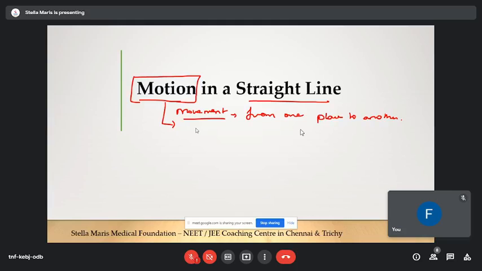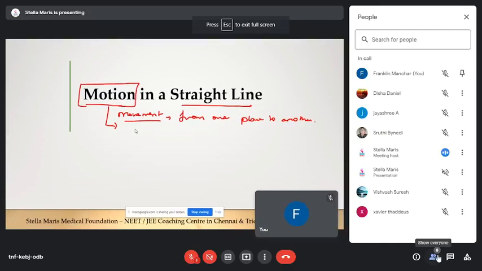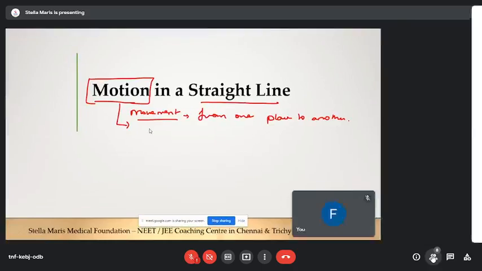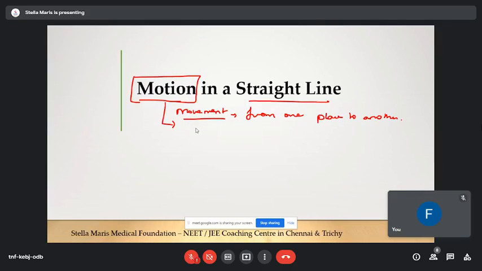So what is motion? Motion is nothing but change in position with time. What is the definition of motion? Motion is change in position with time. For example, change in position is nothing but what is called displacement. They are relatable terms.